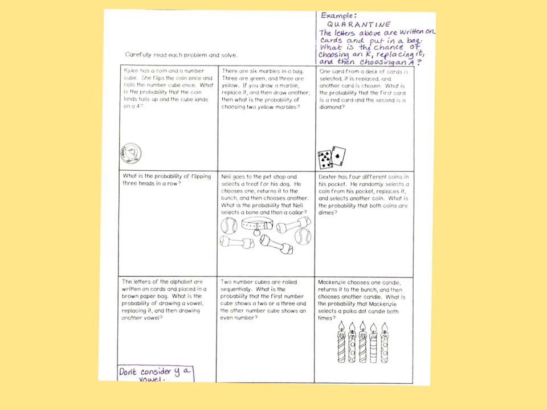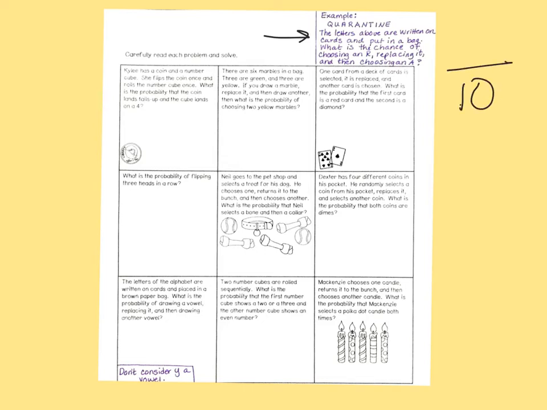On page 2 of your homework, I've written an example for you at the top. I've written the letters quarantine, and if they put them in cards and put them in a bag, I would have 2, 4, 6, 8, 10 letters. What would be the chance of choosing an R, replacing it, and then choosing an A? So I'm putting the card back in.